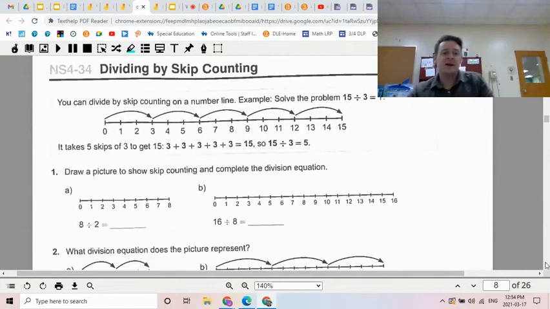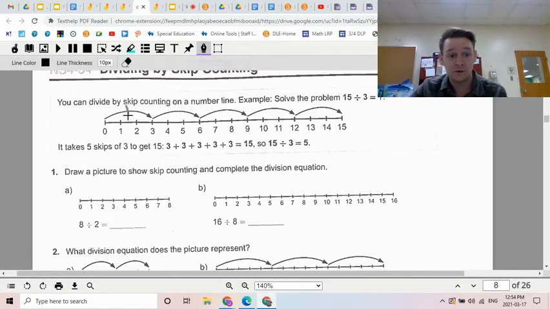The next page is called dividing by skip counting. You can divide by skip counting on a number line. For example, if you're solving the problem 15 divided by 3, you're just going to count by 3s until you get to 15 and then count how many times you added 3. So it takes 5 skips, 1, 2, 3, 4, 5. It takes 5 skip counts of 3 to get to 15, which would show you if you were sharing 15 into groups of 3, you would end up with 5 groups.